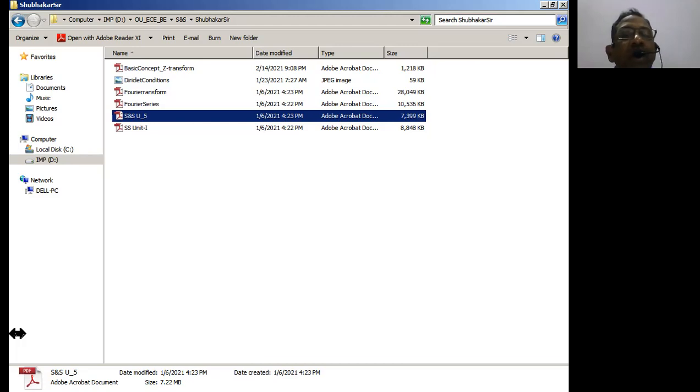Sorry, now we can substitute u of n equal to 1. Therefore, 1 into z to the power 0, 1 into z to the power minus 1, 1 into z to the power minus 2, and so on. And I can expand this as 1 by 1 minus z inverse as a polynomial.